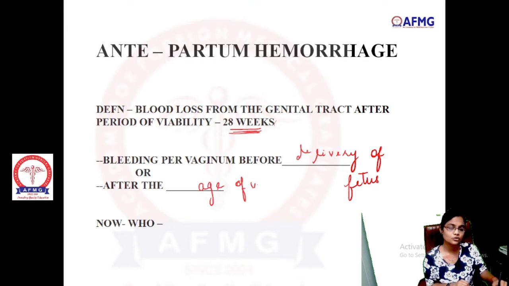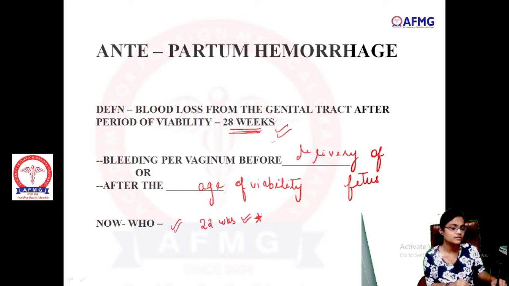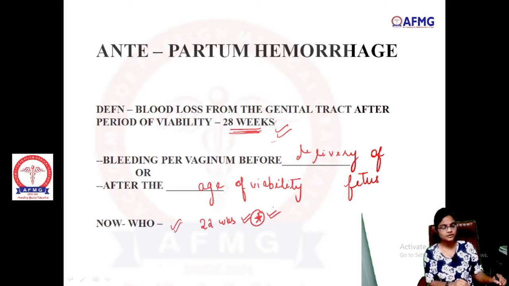So what is the age of viability? Here we are saying that it is 28 weeks. So that is important, 28 weeks. Now WHO is saying that 22 weeks is the age of viability. Very important, please remember.